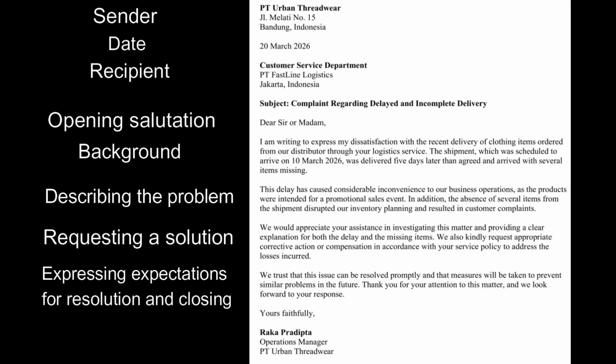This letter of complaint aims to express dissatisfaction with a delayed and incomplete delivery while maintaining a professional and constructive tone. Rather than using emotional language or threats, the writer clearly explains the issue and emphasizes its impact on business operations, showing respect for the business relationship with the logistics provider. The structure of the letter is clear and well organized. It begins with background information about the delivery, followed by a description of the problems encountered and their consequences. The letter then concludes with a polite request for clarification, corrective action, or compensation. Overall, the letter is effective because it is concise, factual, and solution-oriented.